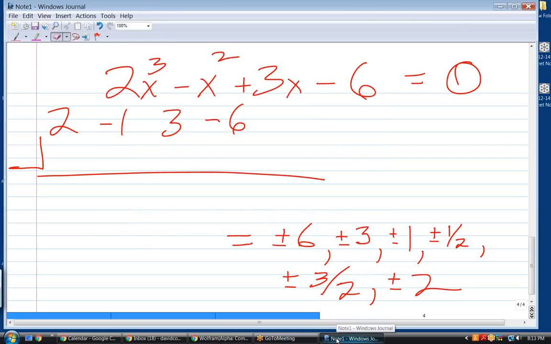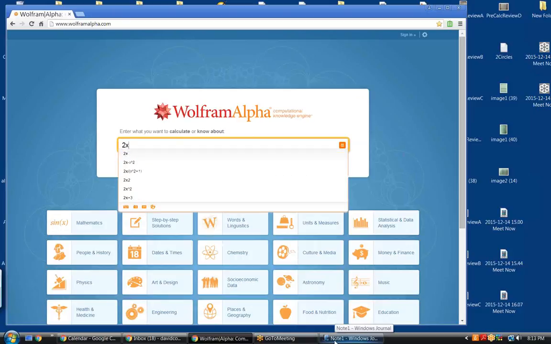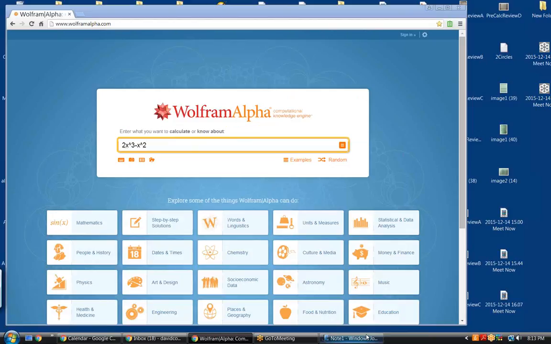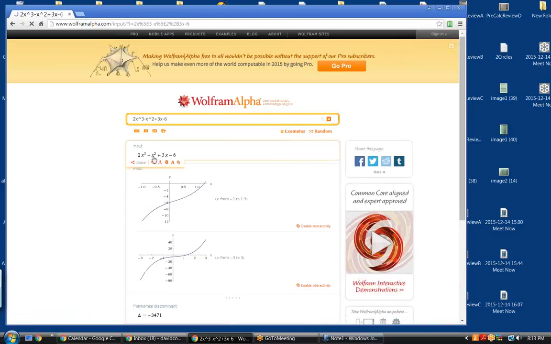Let's see. This was 2x cubed minus x squared, plus 3x. This is an excellent program, incidentally. It's just a website. You don't have to download anything. And it's much better than a calculator. I'll show you why. First of all, it tells you what you put in, which your calculator doesn't, unless you have an Inspire. Okay?